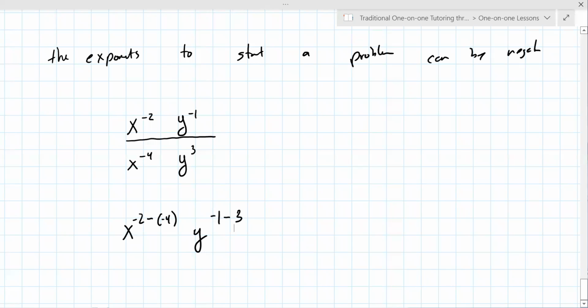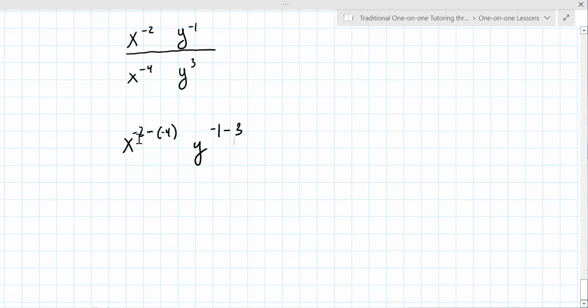This is where you're really going to have to take some time, make sure you got this down and be clear on this. It's okay to come off to the side. What is -2 minus a -4? Well, it's really -2 plus 4, which is +2. So this is x squared. Now -1 minus 3, they're both negative. Keep the sign, add the numbers together, you get -4. So we're back down to a single line like this.